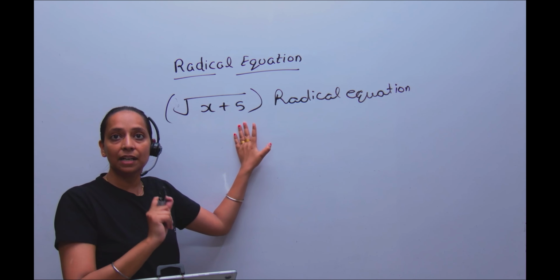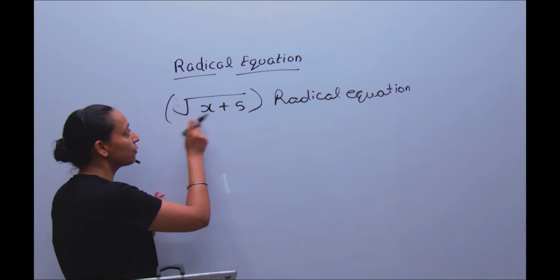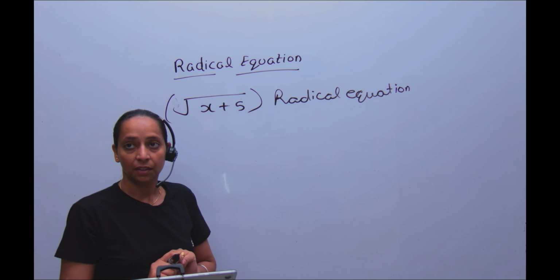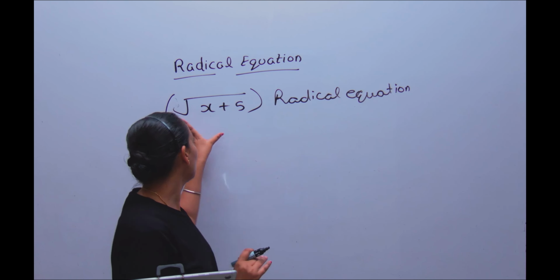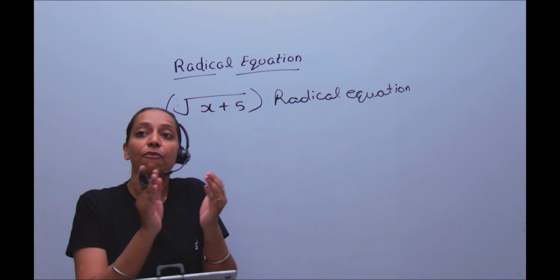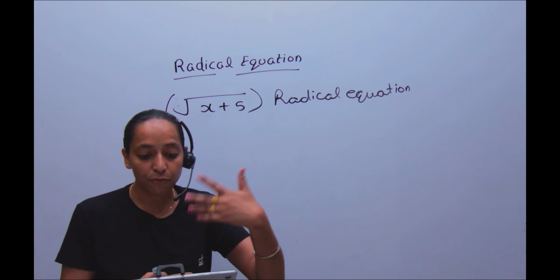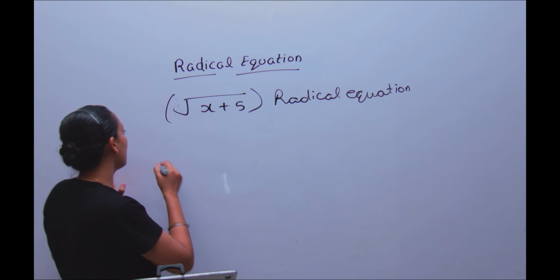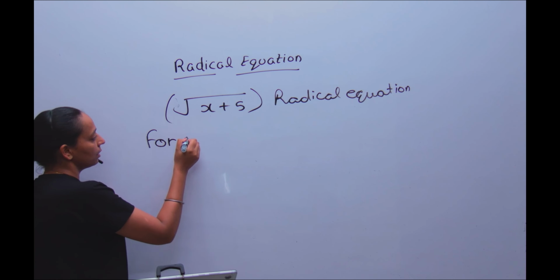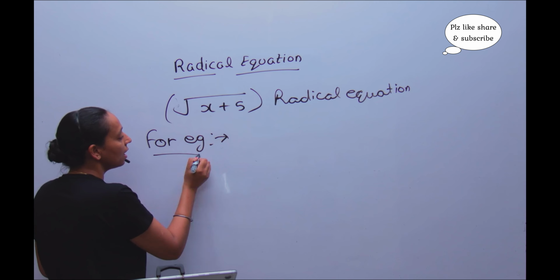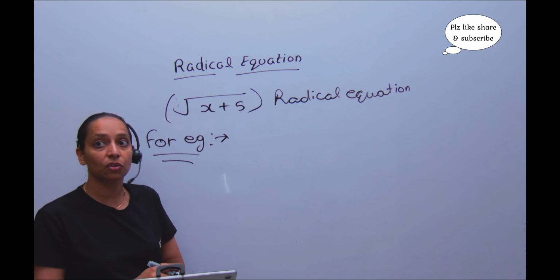For solving a radical equation, first of all, we have to eliminate this radical. First of all, we have to isolate the radical, or we can say we have to eliminate the radical. Then we have to proceed further. For example, I can give you one example to solve so that you can understand what a radical equation is.